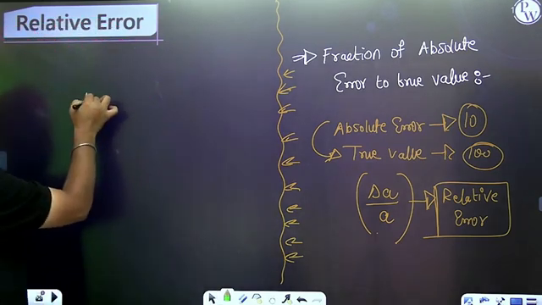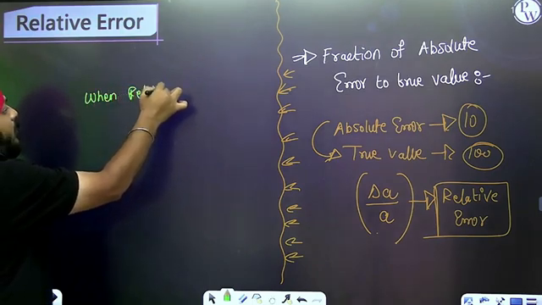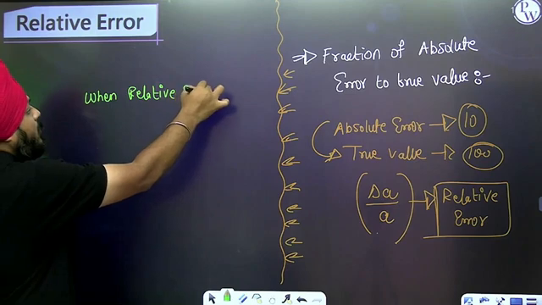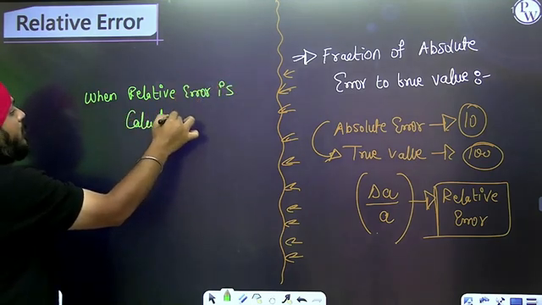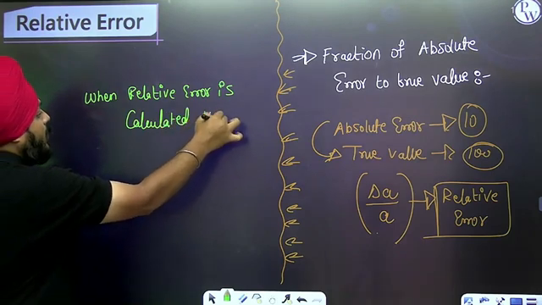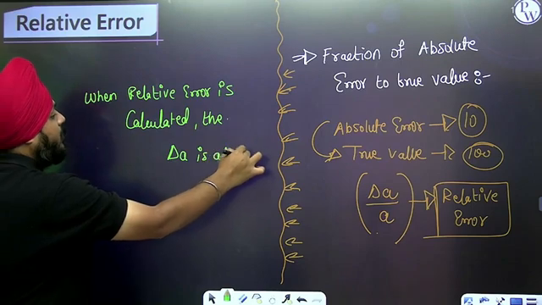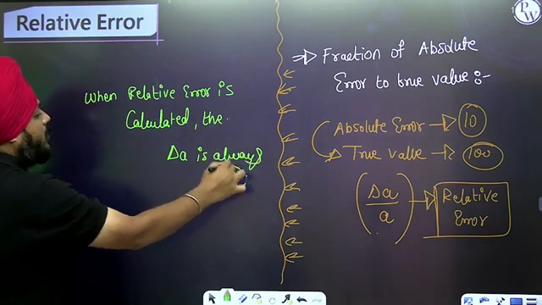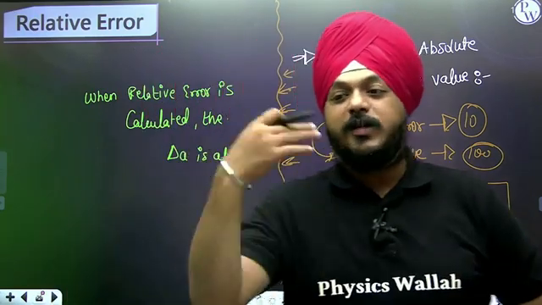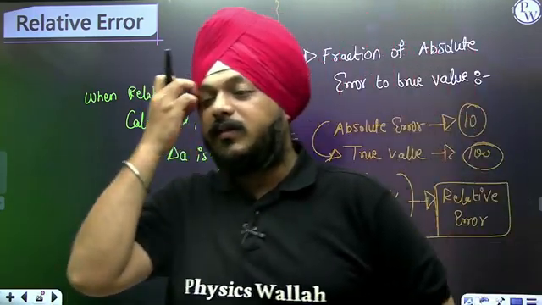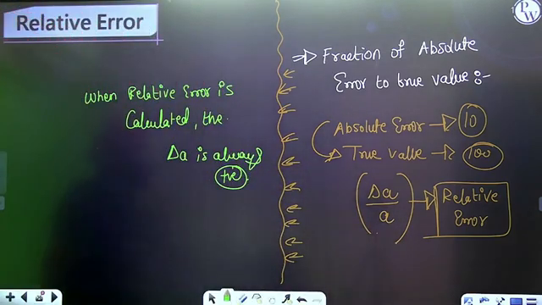When relative error is calculated, delta A is always positive. And when percentage errors are calculated, if we have more than one observation, these are always positive. Errors are always added.